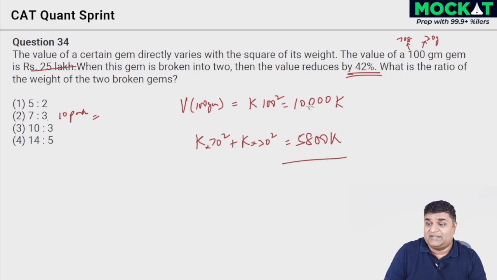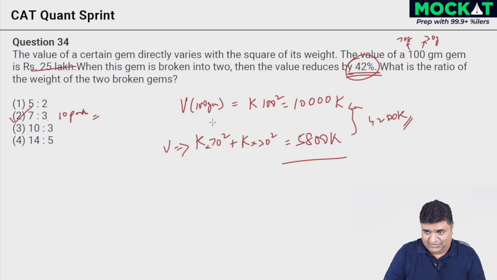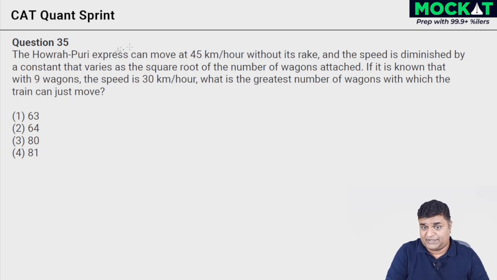Now, what is the reduction in the value, right? This is the value over here. Once it's broken, what's the reduction in the value? The reduction is 4,200 K, right? And 4,200 K is what percentage of this? That's 42%. 4,200 divided by 10,000, right? That satisfies. Option 2 is the answer over here. You should not be looking to write more than this. Yeah. Okay. Moving to the next question.